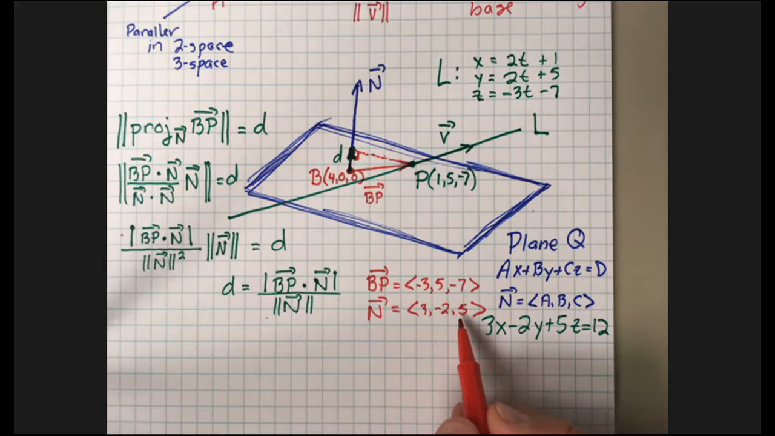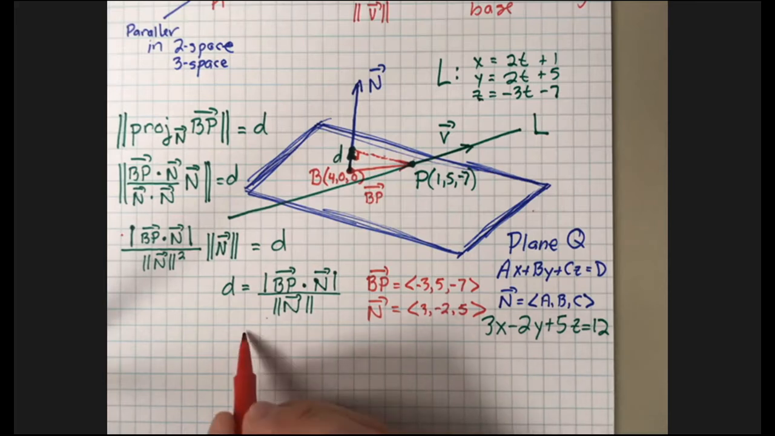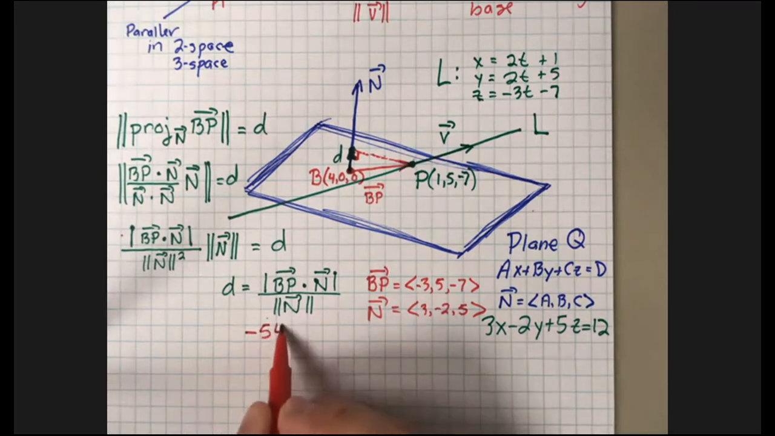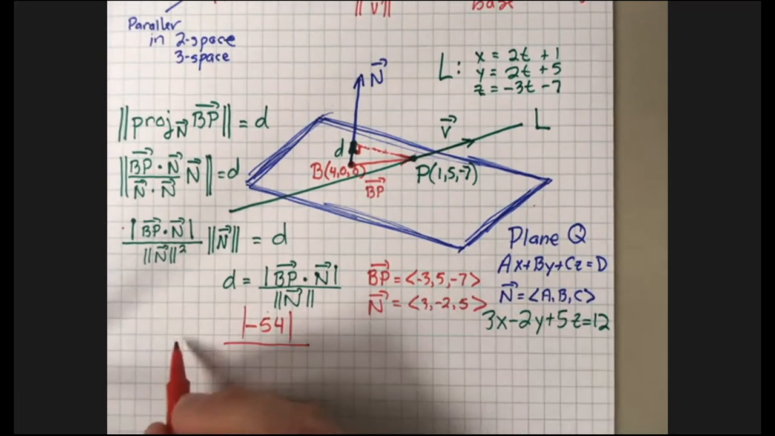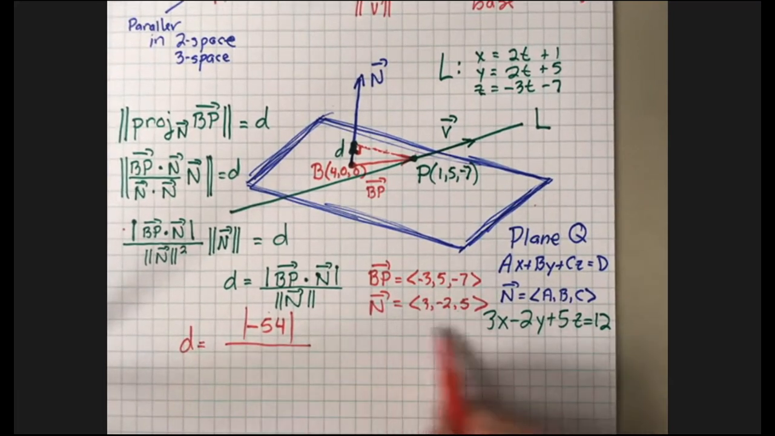What a mess. Negative 9, negative 10, negative 19, negative 35. Is that negative 54? Remember, we should seek confirmation, right? And what's the magnitude of N?